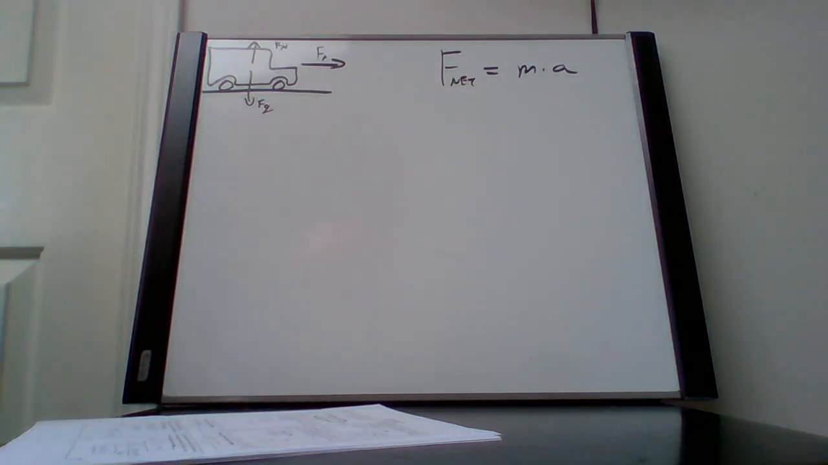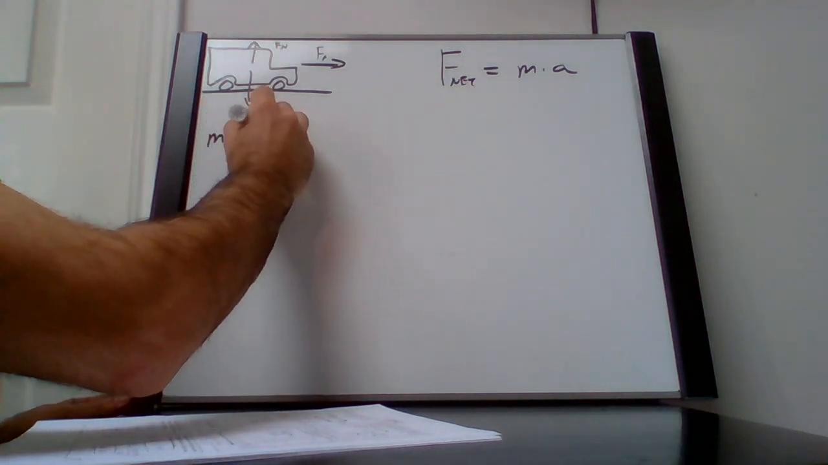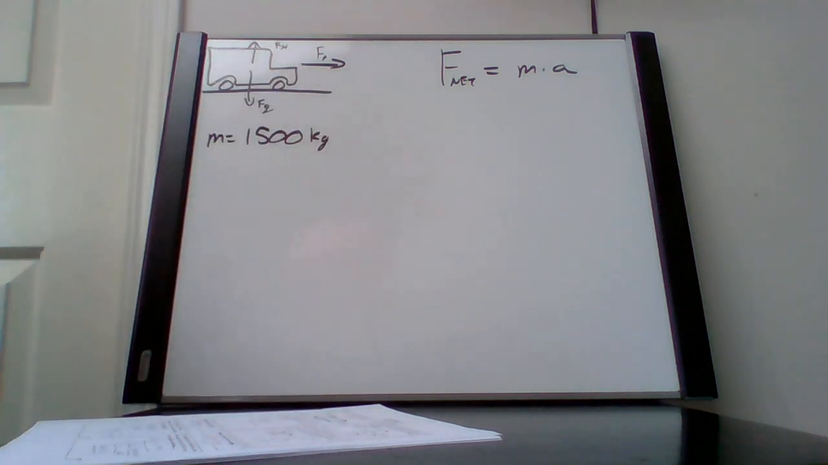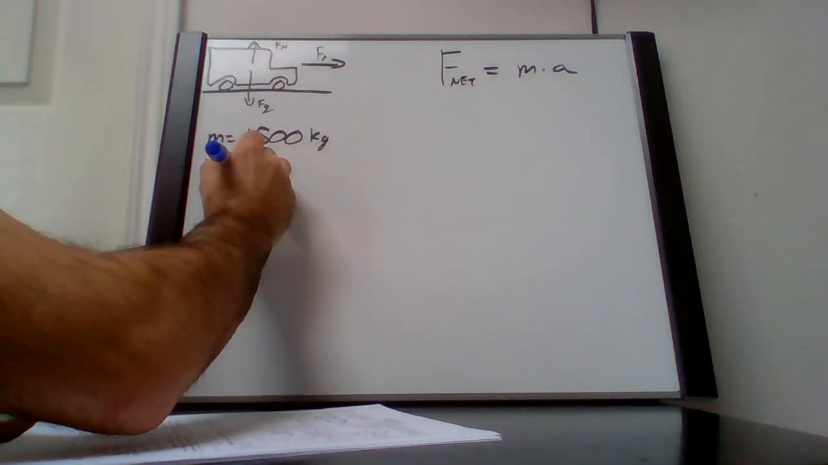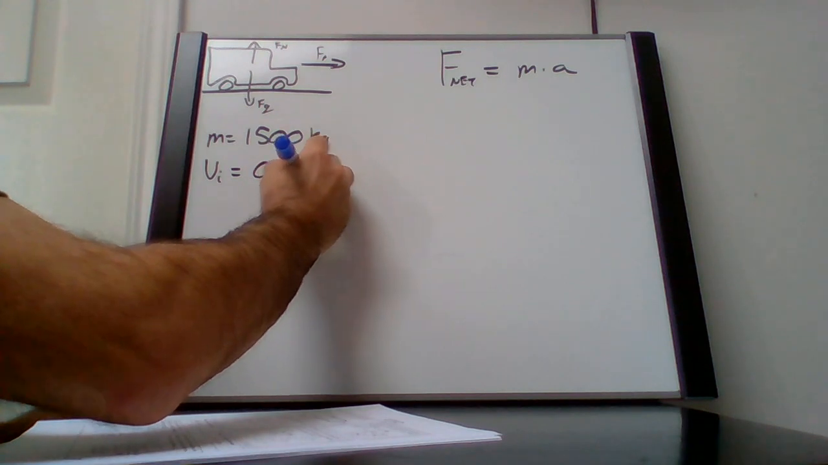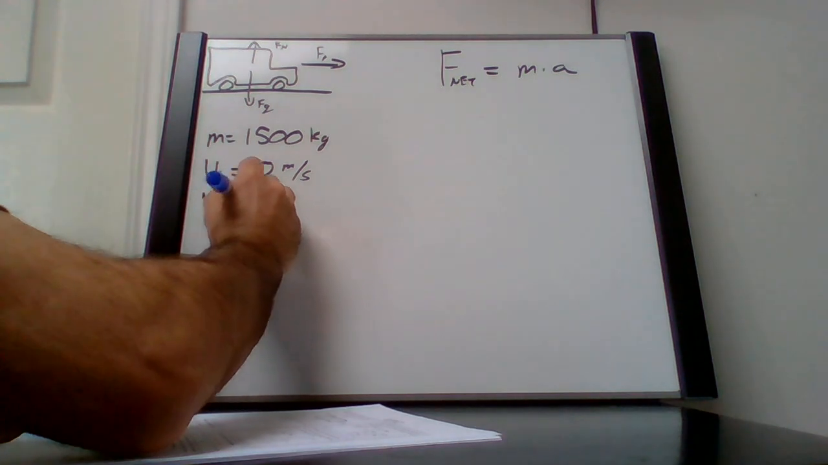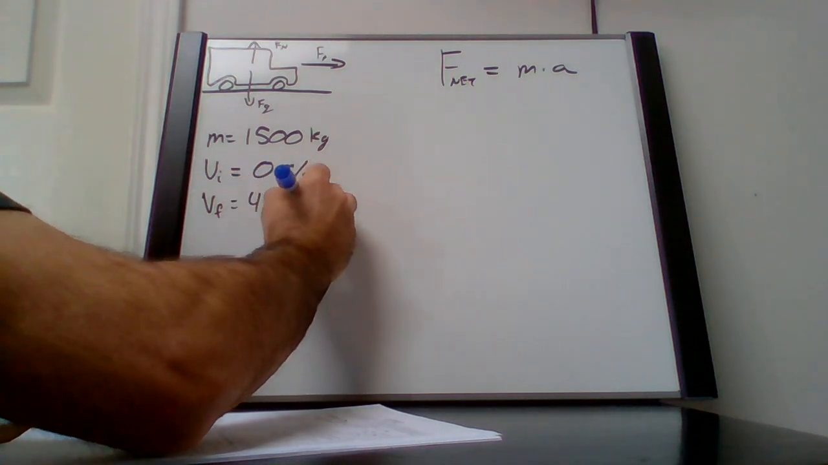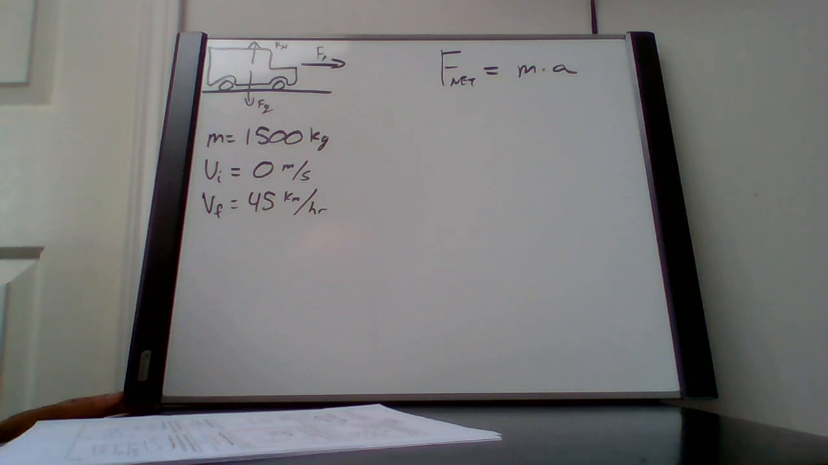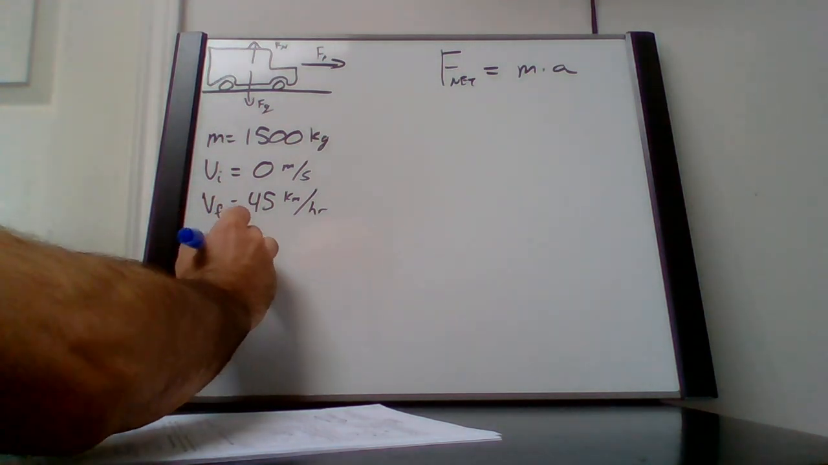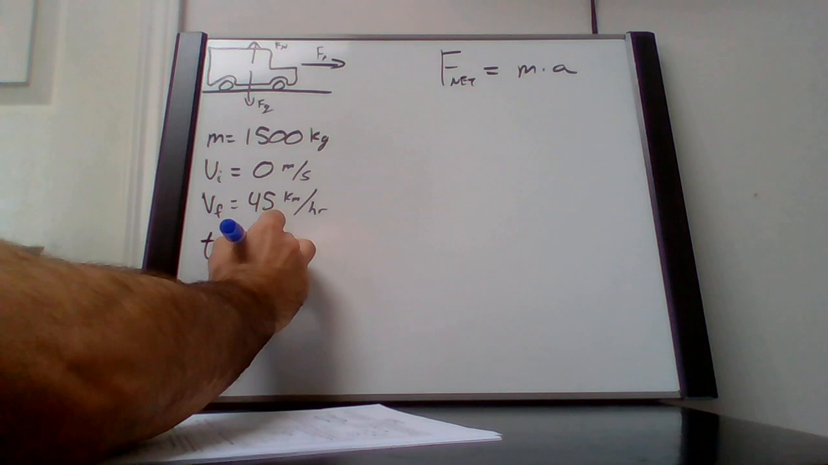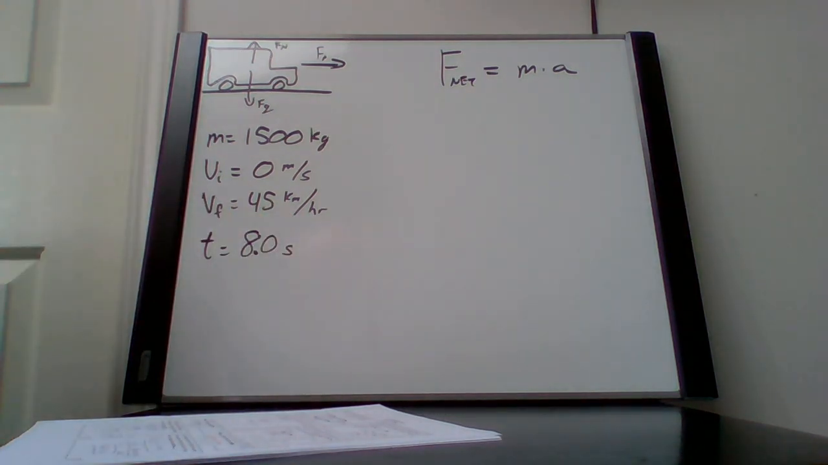Okay, so we need to know our mass and our acceleration. Based on the problem, we have our mass in kilograms, 1,500 kilograms. It accelerates from rest, so we want to remember that our V initial is 0 meters per second. It comes to a top speed, so our V final is 45 kilometers per hour, and it can do this acceleration in a time of 8.0 seconds.